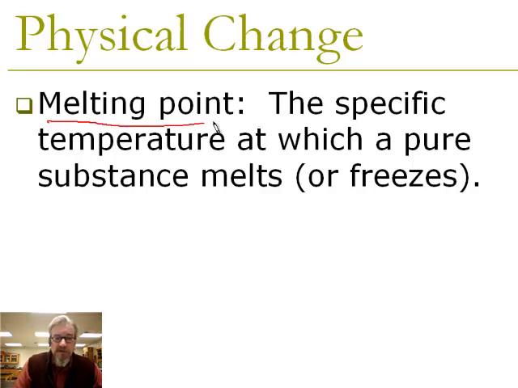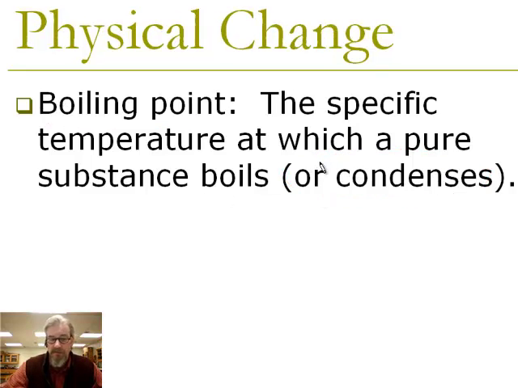The melting point of a substance is a way to identify it. It's a physical property of the substance, and it is the specific temperature at which a pure substance melts, or it freezes at the same temperature. And the boiling point is like that. It's the specific temperature at which a pure substance boils, or condenses. Boiling point for water, for example, is 100 degrees C. Always. That's a characteristic of water. It's a physical characteristic. And its freezing point is 0 degrees C. Always, when it's pure water.